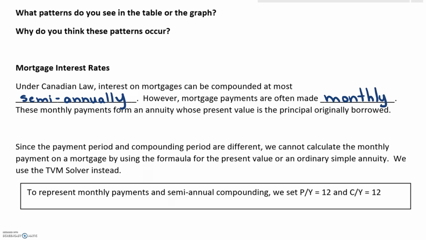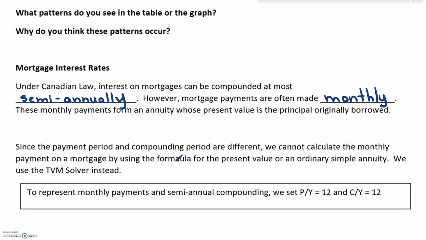These monthly payments form an annuity whose present value is the principal originally borrowed. We used formulas for annuities and present value, so you know how to use those formulas. But since the payment period and compounding period are different, the payment period is monthly and the compounding period is semi-annually, we can't calculate the monthly payment on a mortgage by using the formula. There's a couple of typos in here. We can't use the formula for present value of an ordinary simple annuity. We have to use the TVM solver instead.